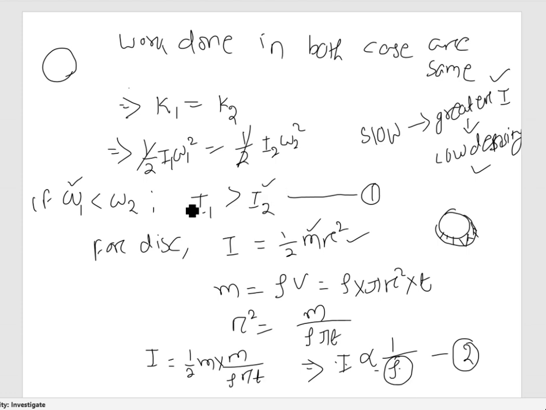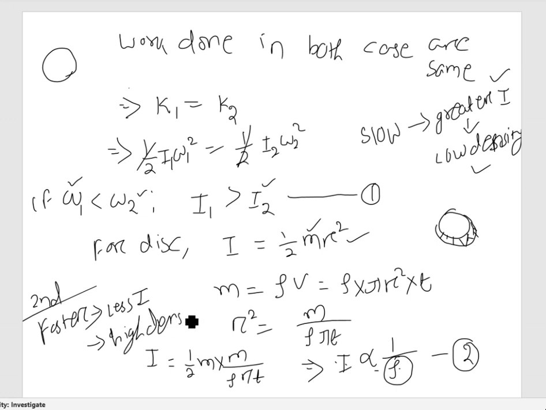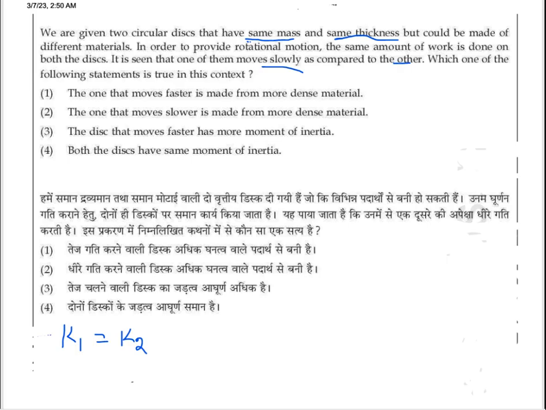That means the second body, which is moving faster, has less I and greater or high density. Understand? Now I'll check the answer options.